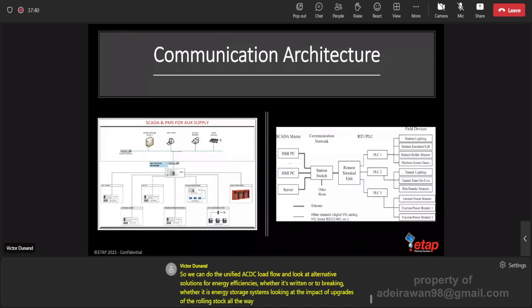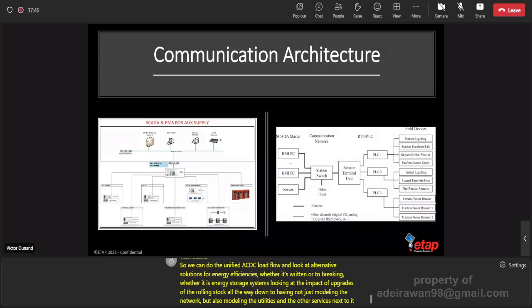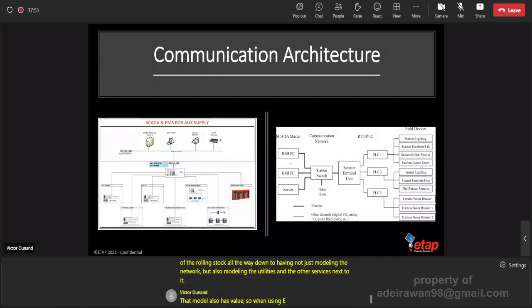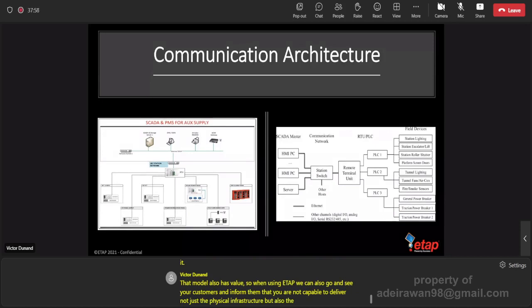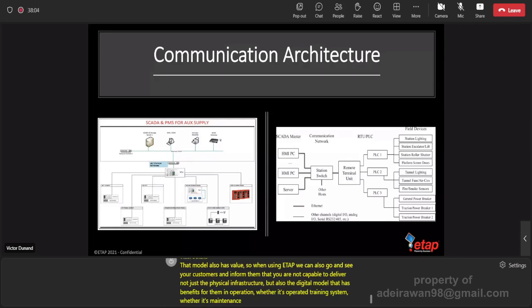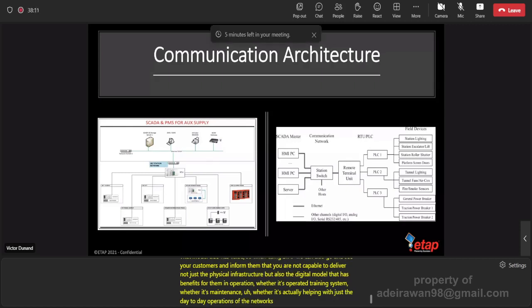all the way down to not just modeling the network, but also modeling the utilities and the other services next to it. That model also has value. So when using ETAP, you can go and see your customers and inform them that you are now capable of delivering not just the physical infrastructure, but also the digital model that has benefits for them in operation, whether it's an operator training system, maintenance, or helping with the day-to-day operations of the networks.